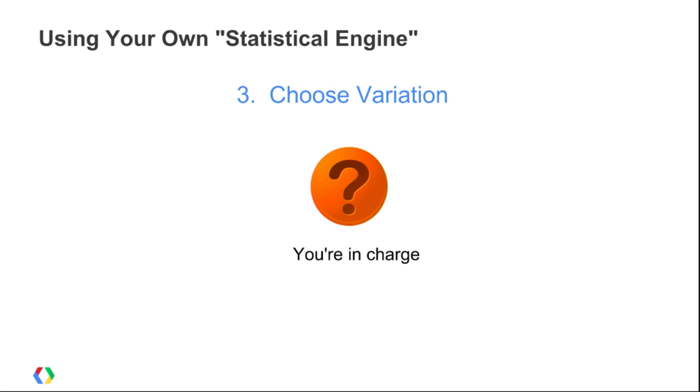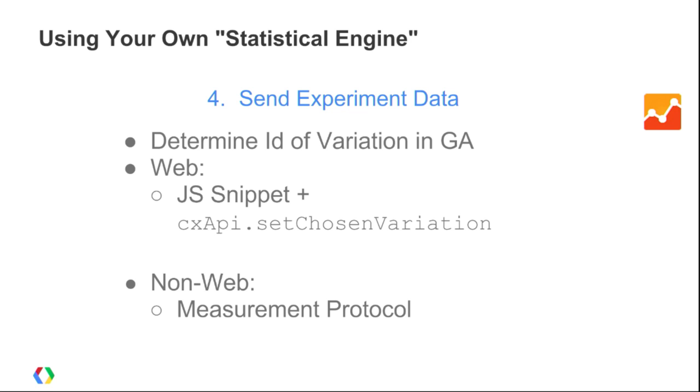So again, if you're doing this, then choosing the variation, you're in charge. It's up to you how you want to do this, whether you flip a coin or whatever. Now you're managing this yourself in terms of what variations should be shown. But you still need to send this experiment data, so we can get the reports populated properly. When you think back to the platform, we still need to know what experiment the user was exposed to and what variation you showed.